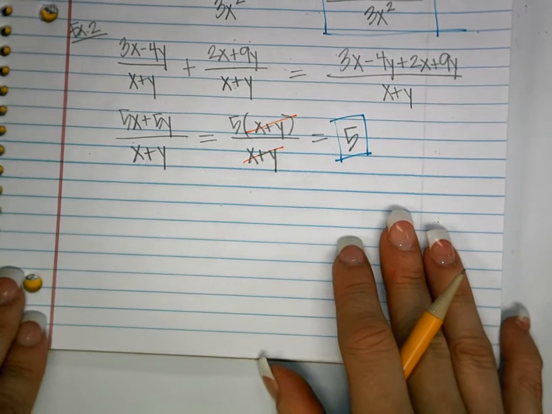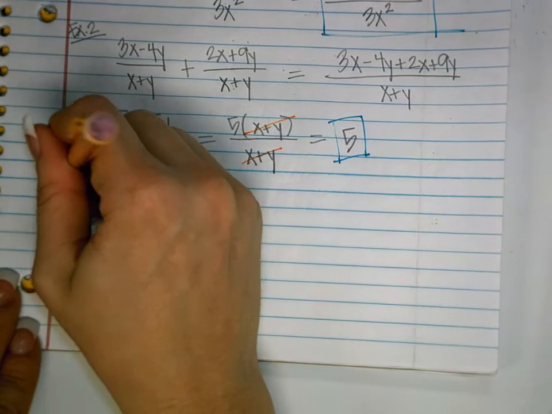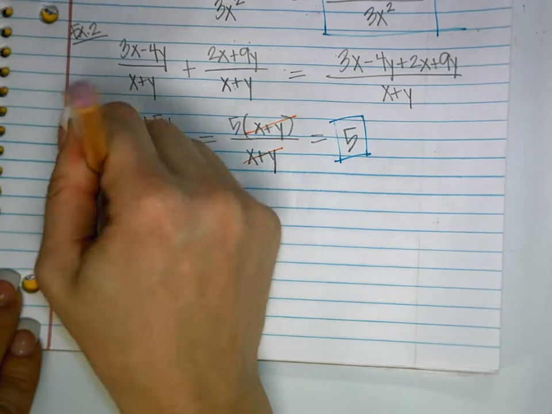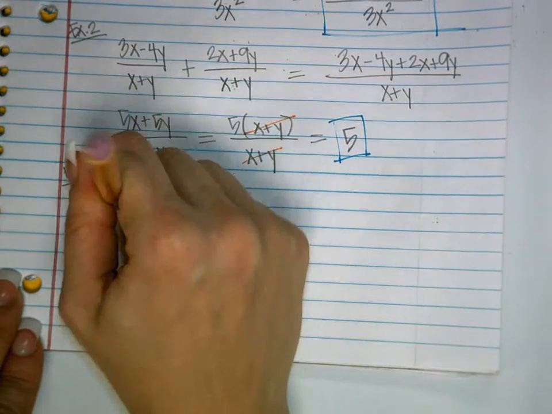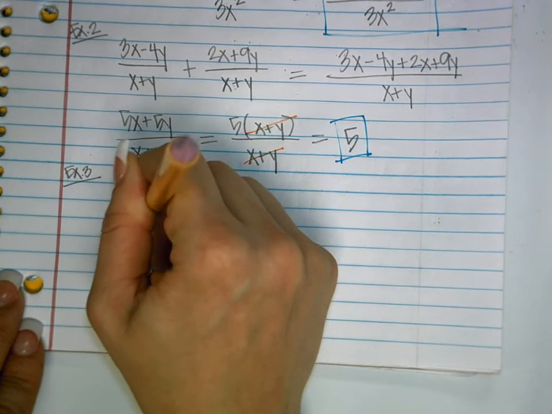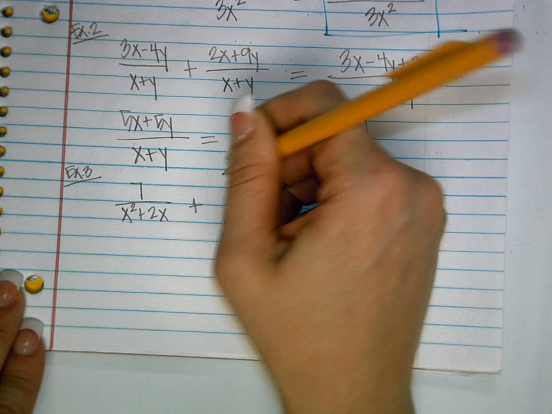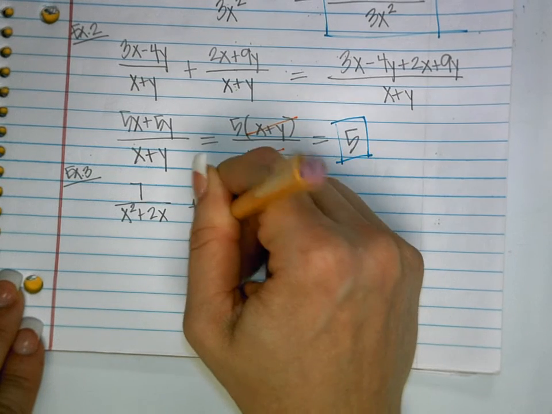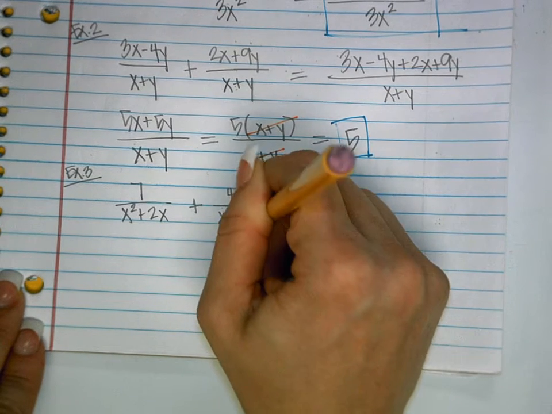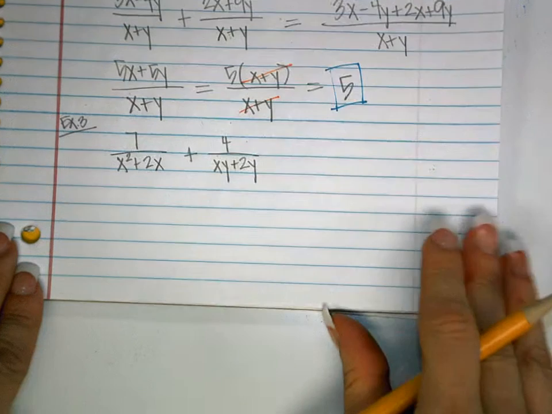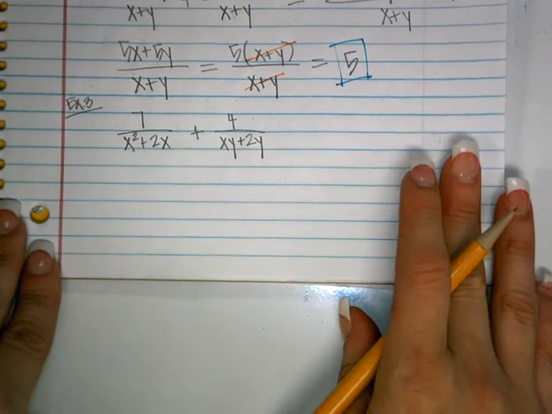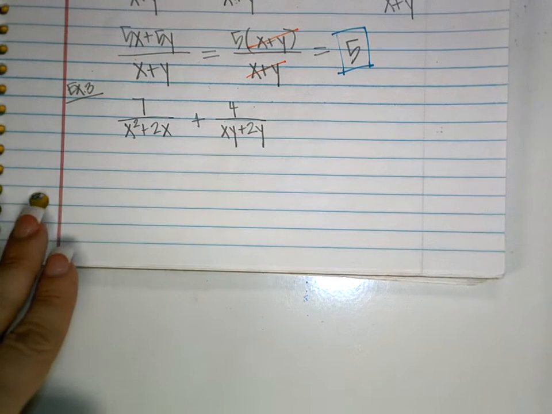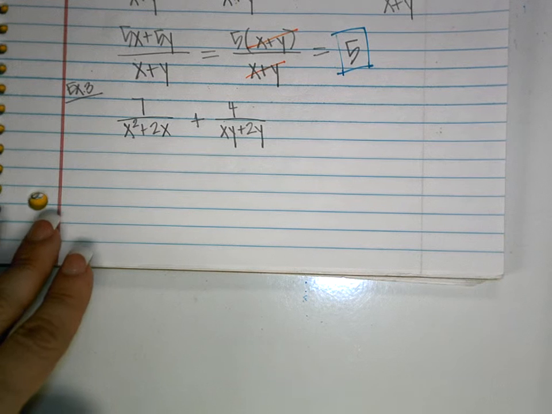Question so far? Okay, let's try another one. Number 3, I would like you to combine 7 over x squared plus 2x plus 4 over xy plus 2y.